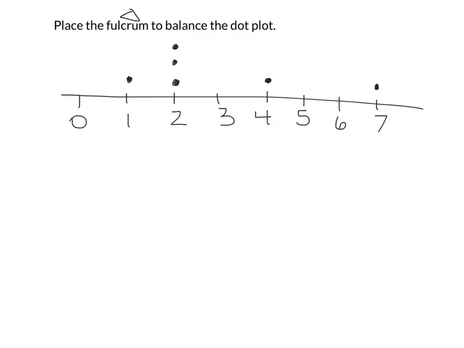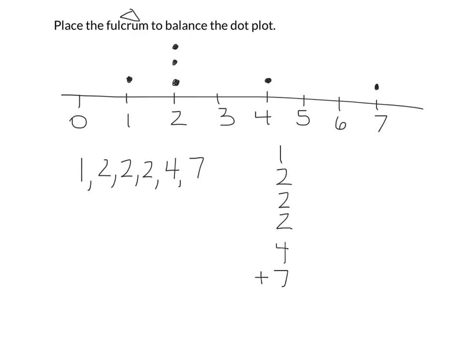To help me find the mean, I'm going to write down first what each one of these dots represents. So I have one dot above the 1, so I have 1. 3 dots above the 2, so I have 3 2s. 1 dot above the 4, 1 4. 1 dot above the 7, 1 7. Now I'm going to find the mean of these numbers, so I need to add all of them up. I'm going to do that now.